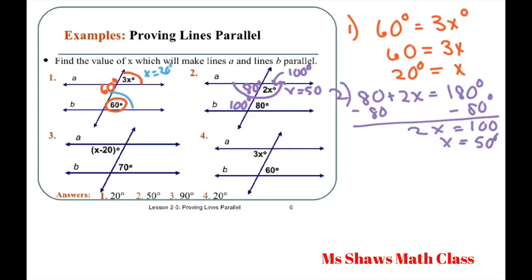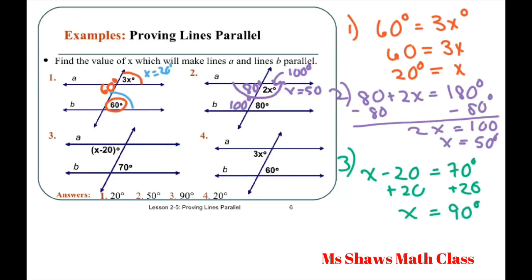So I'm just going to set them equal to each other. So we have x minus 20, this is number 3, equals 70. Add 20 to both sides. So you get x equals 90, or 90 degrees. So x is 90 here. Because if the alternate interior angles are congruent, then the two lines, we'll call them L and M, are parallel. And the same thing happens with number 4.